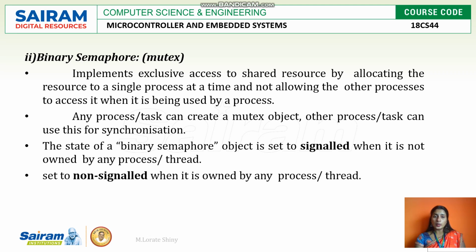Here any process or task can create the mutex object and other processes or tasks can use it for synchronization. There are two states for a binary semaphore: set to signal and set to non-signal. When the binary semaphore object is set to signal, it means the system resource is not owned by any process or thread. When the binary semaphore state is set to non-signal, that means the system resource is owned by some other process or thread.